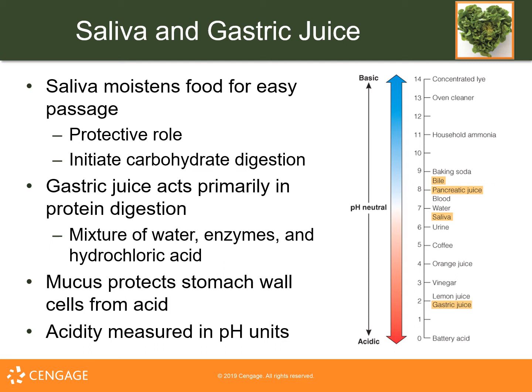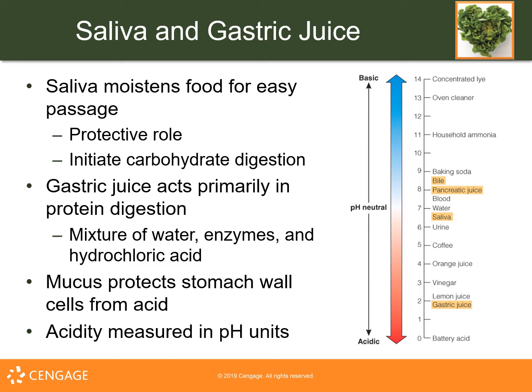Gastric juice acts primarily in protein digestion. It's a mixture of water, enzymes, and hydrochloric acid. So you can recall how carbohydrate digestion stops in the stomach from the acidity of the hydrochloric acid. So the primary focus is on protein.